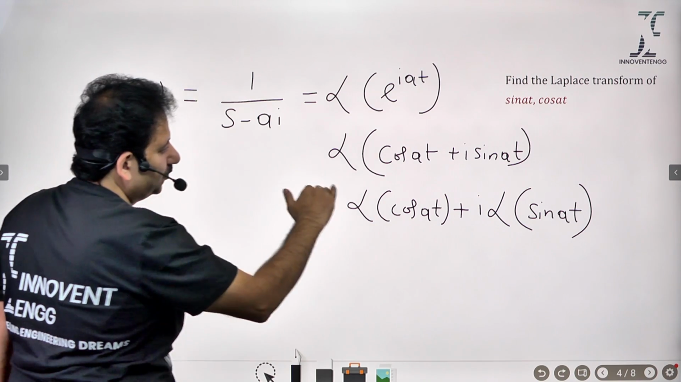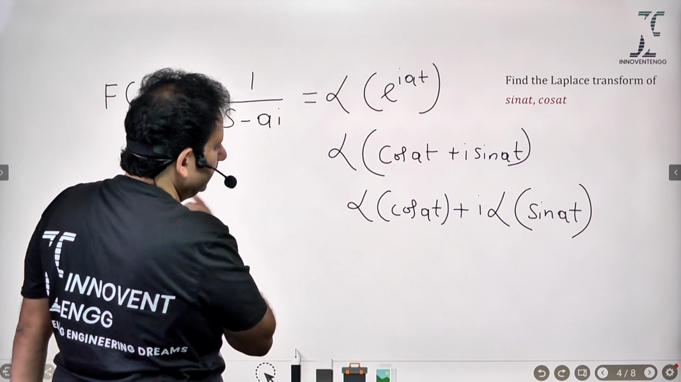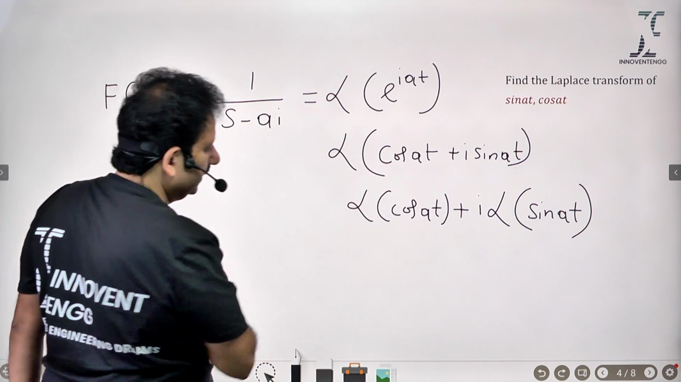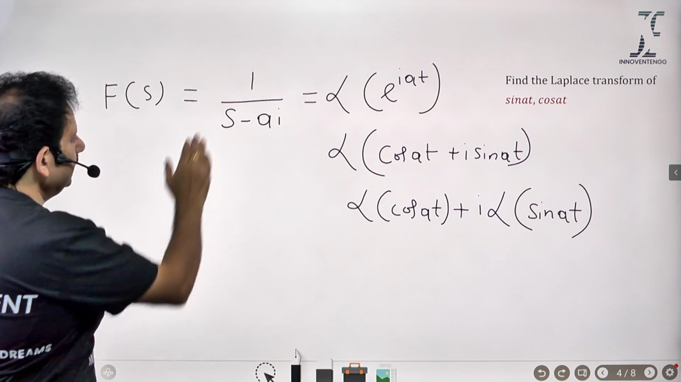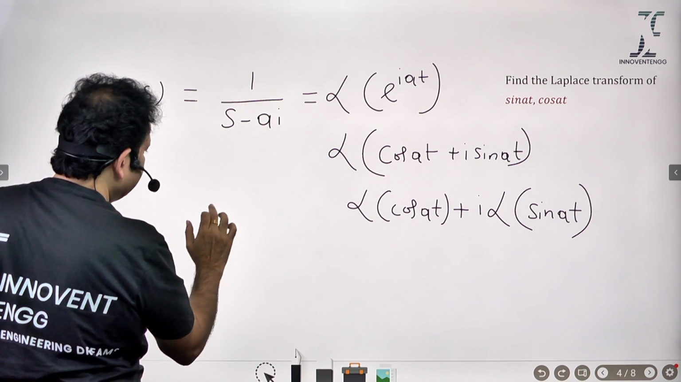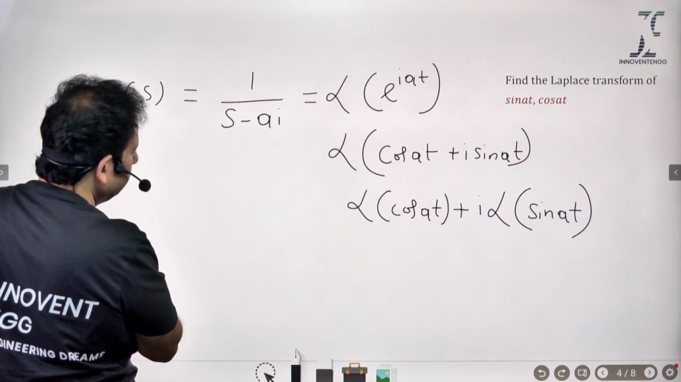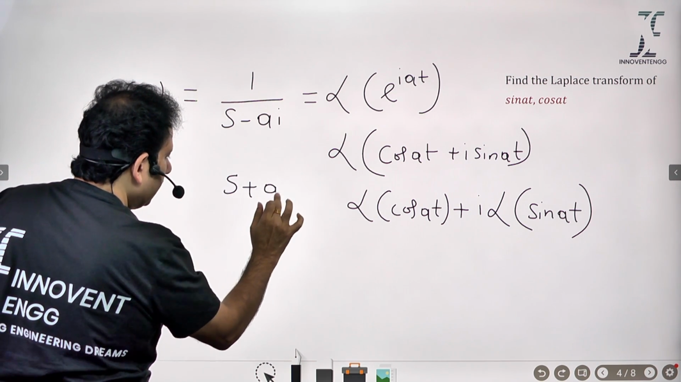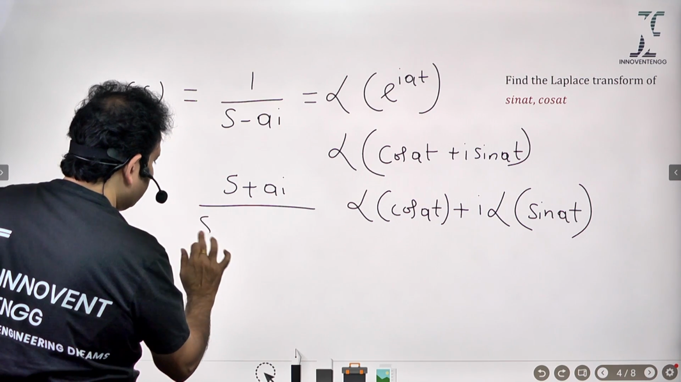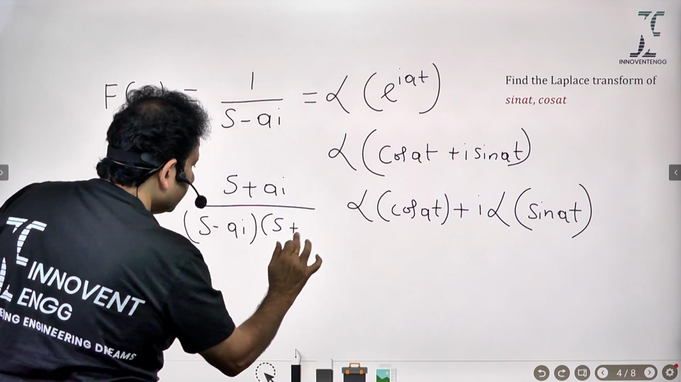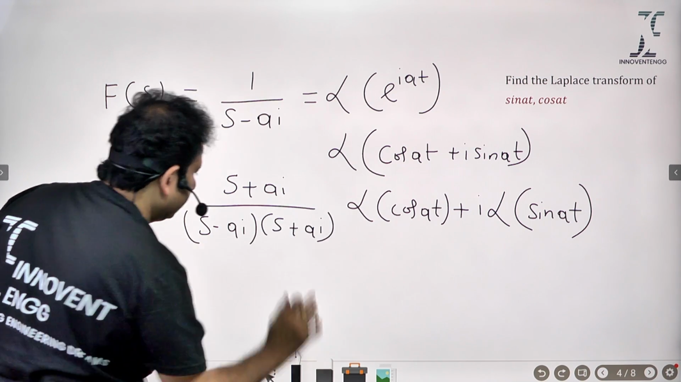How did I do it? I used the principle of linearity because it's a linear operator. So each term can be operated independently, right? Now if I simplify this, if I rationalize this, I would be multiplying this by its conjugate. So what happens? You get s plus ai, and here also you are going to multiply by s plus ai, so that you have mathematical status quo.